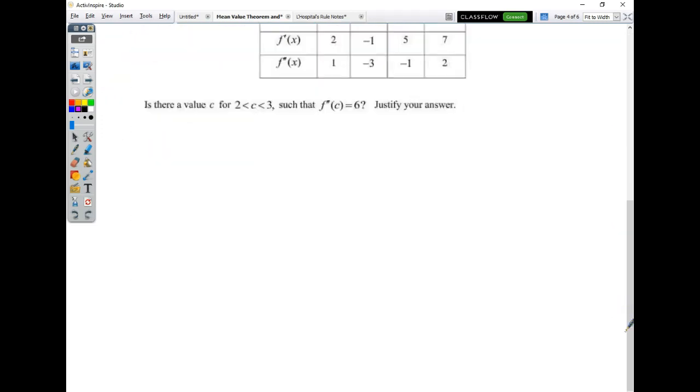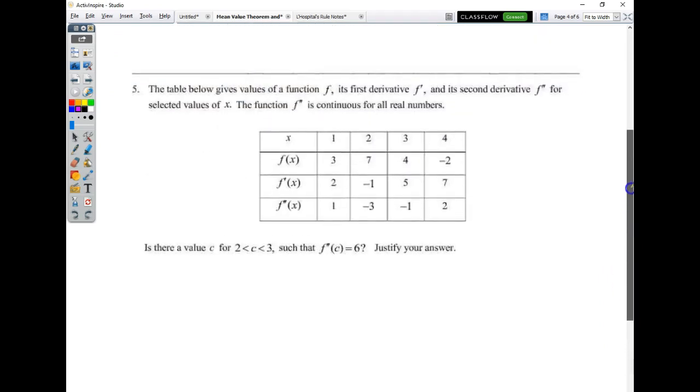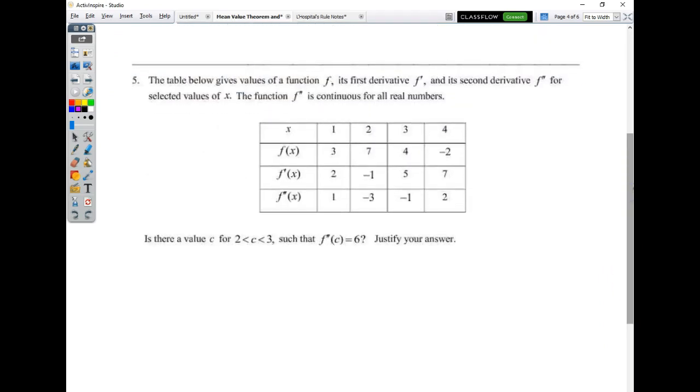So lastly, we've got the table below that gives the values of function f, its first derivative f prime, and its second derivative f double prime for selected values of x. The function f double prime is continuous for all real numbers. Is there a value of c from 2 to 3 such that f double prime of c equals 6?